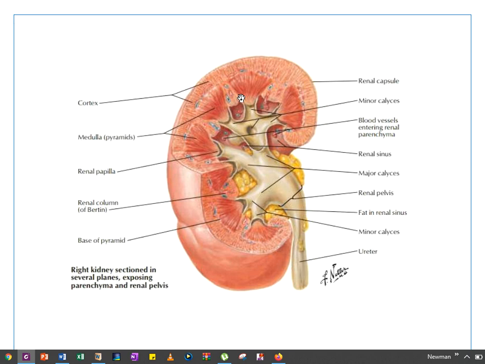And also when we say that staghorn calculi take the shape of the calyces, staghorn calculi mainly come because of bacteria. So they take the shape of these minor and major calyces as they get pushed into them.